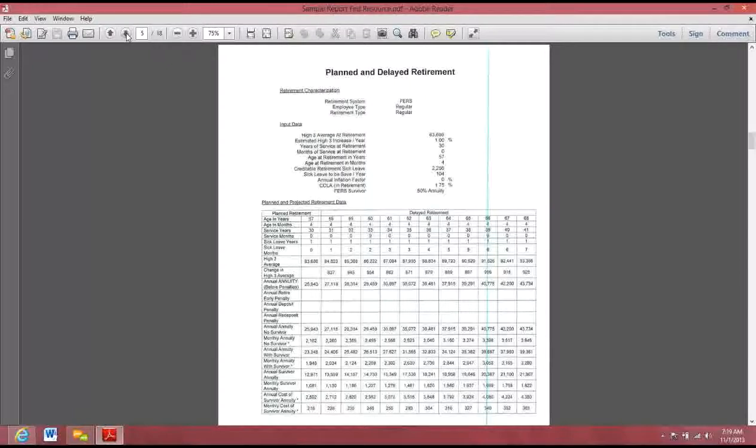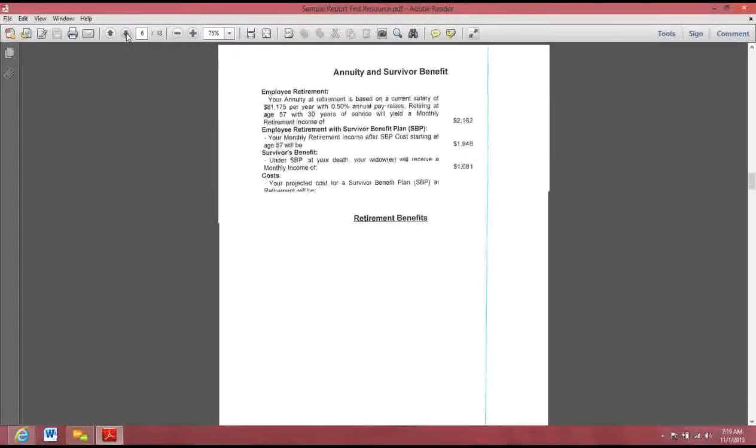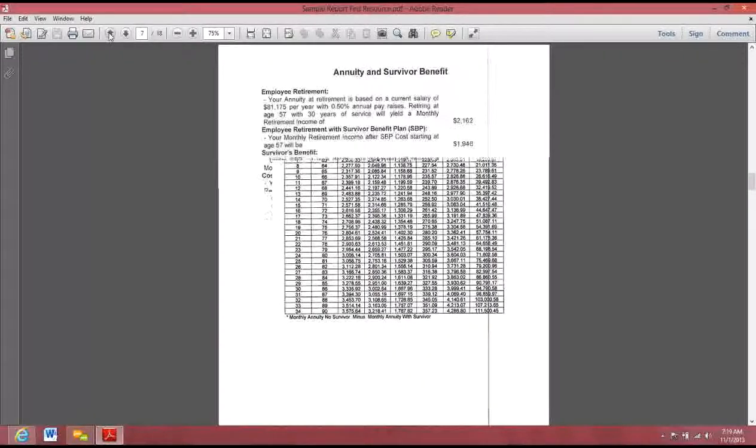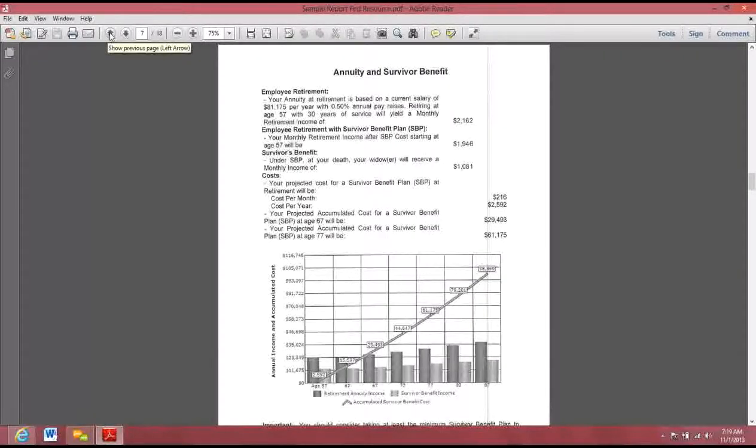Let's move along to the annuity and survivor benefit page. And I realize we're hitting this fast today, but you all have one-on-one scheduled calls with me where we can answer more details. Annuity and survivor benefit page. This is a recap of employment and what those payouts are going to look like.